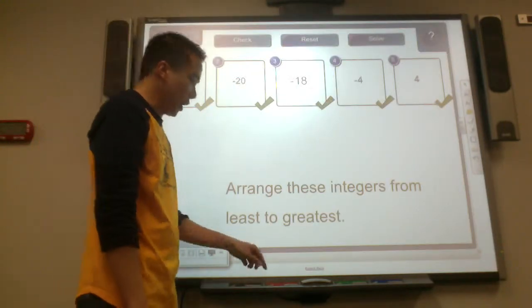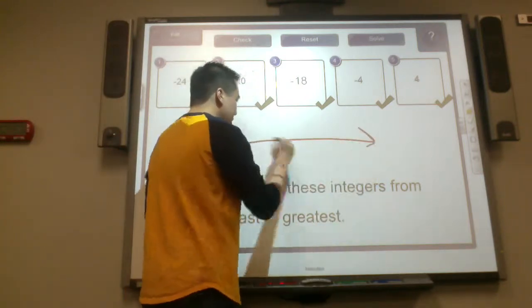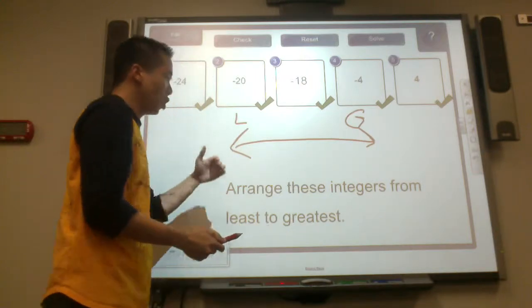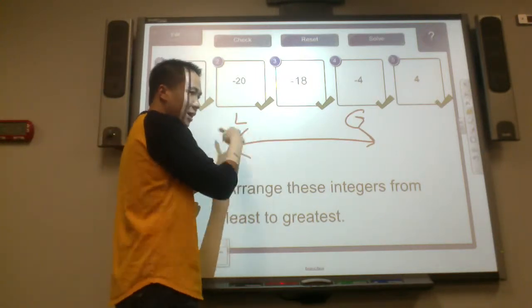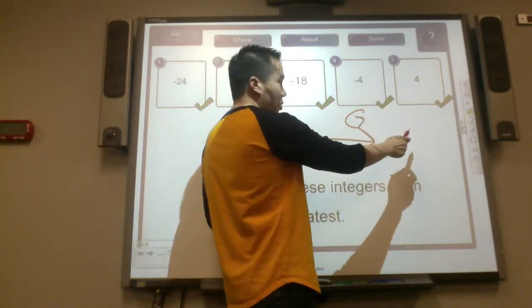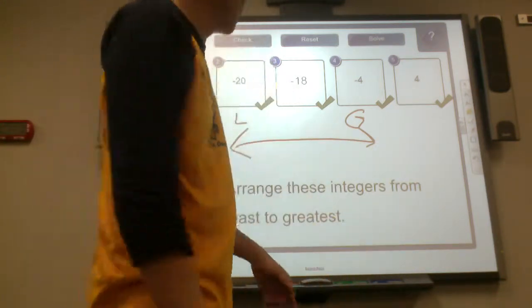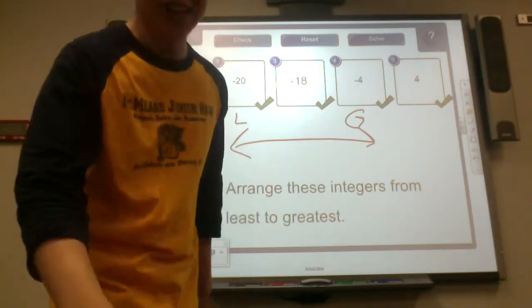So what did we learn today? On a number line, it goes from least to greatest. So least numbers are to the left of a number line. Greatest numbers are to the right of a number line. That is the study of comparing and ordering integers.